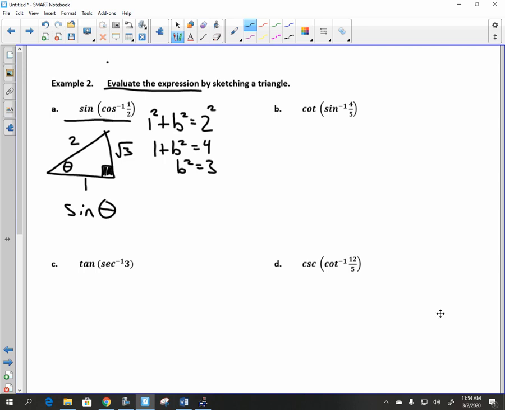So this is just a fancy way of asking what is the sine of theta given this triangle? Sine, opposite, adjacent, hypotenuse. What do I have? Opposite over hypotenuse, so therefore you get square root of 3 over 2. So that's what that comes out to be.